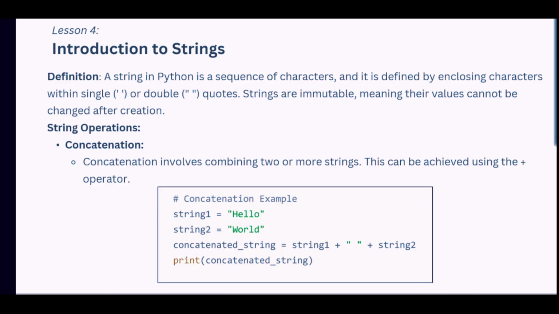Okay, so again there are different operations which we can perform on strings. If you want to add string 1 to string 2, you can simply write string 1 plus a space to put the space between hello and world, then the addition symbol plus string 2, so it will print hello world.